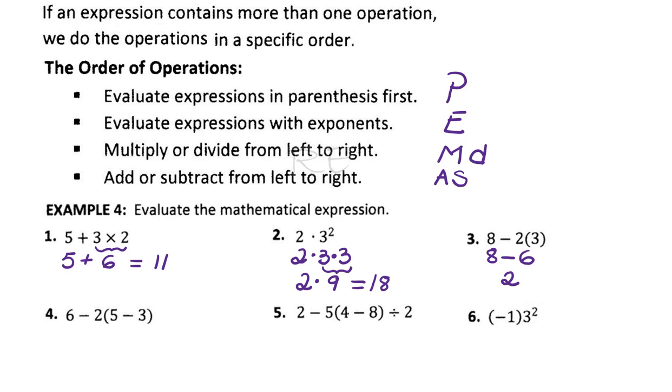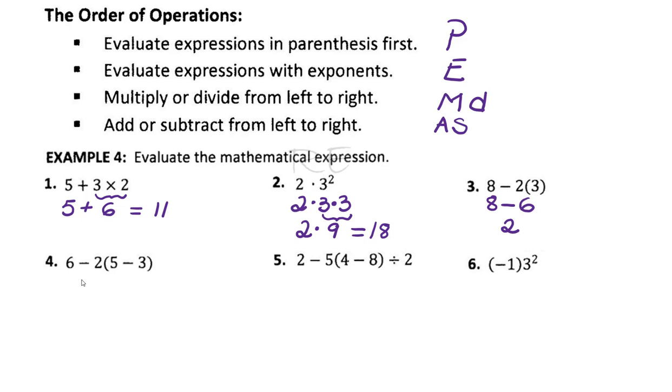For 4, we'll do parentheses first. 5 minus 3 will be equal to 2, times -2 plus 6. -2 times 2 is -4, plus 6 is equal to +2.